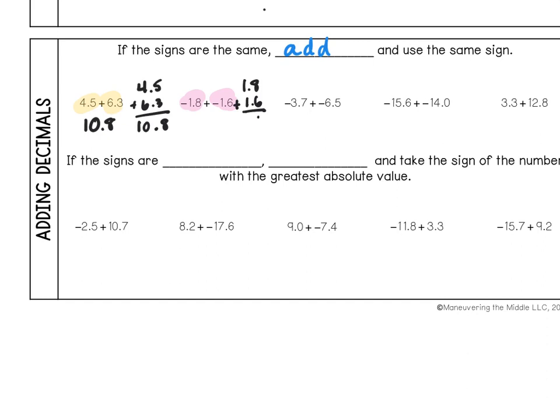8 plus 6 is 14. I can carry that across the decimal. I'm going to drop down the decimal so I don't forget. 1 plus 1 plus 1 is 3. And now I go to my color, which reminds me that these are negative, and it's -3 and 4/10.